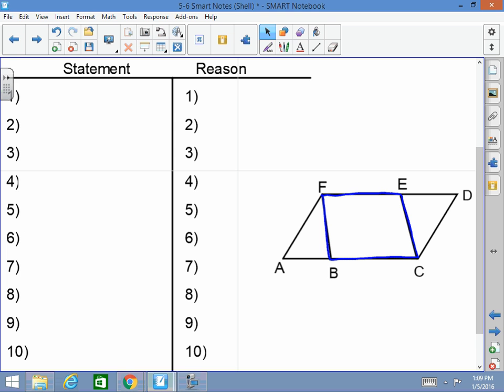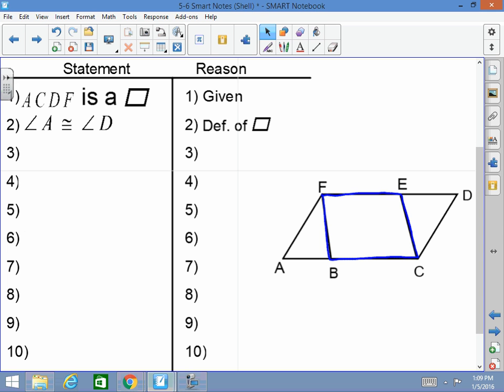And of course, like always, we're going to start with our givens. ACDF is a parallelogram. Well, if ACDF is a parallelogram, I know by definition that angle A has to be congruent to angle D. Why do we know that? It was one of the five things that we proved just a few minutes ago. It's one of the pure definitions of a parallelogram. And you're going to see why I'm going this route.